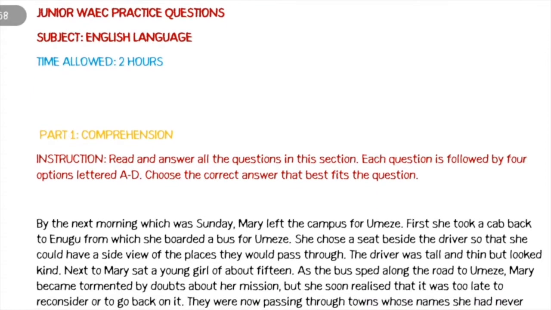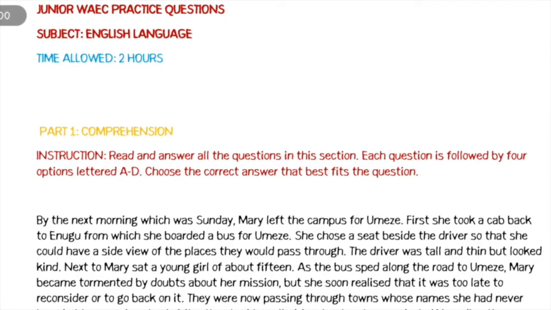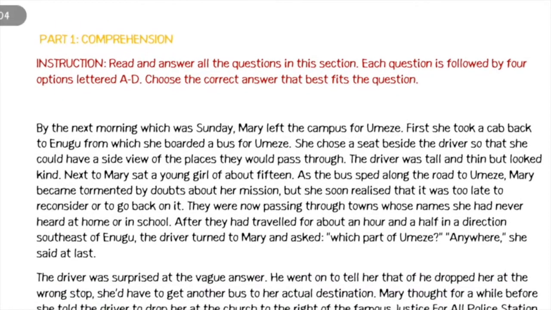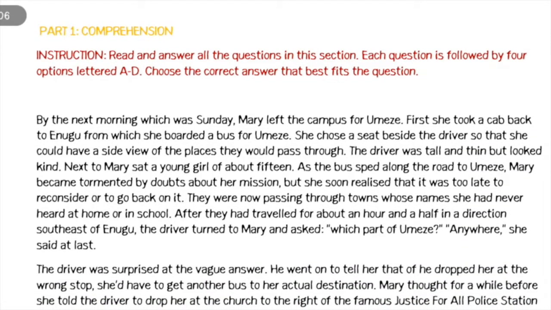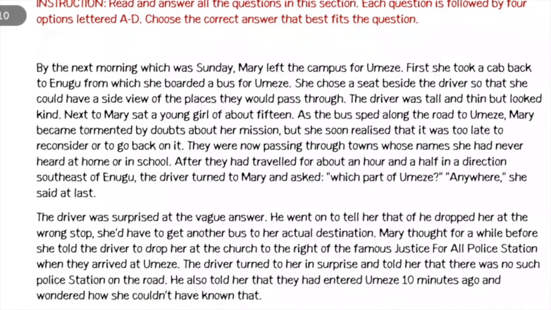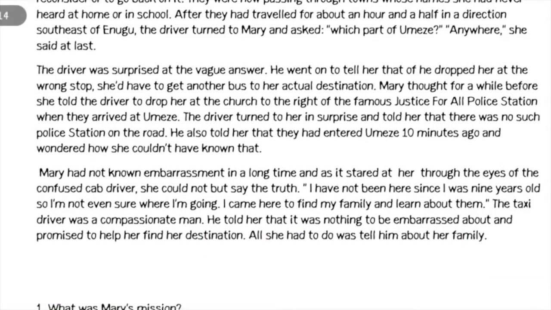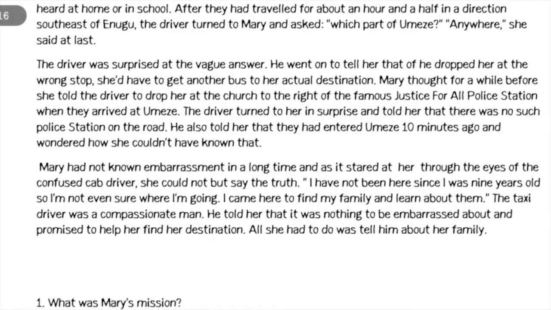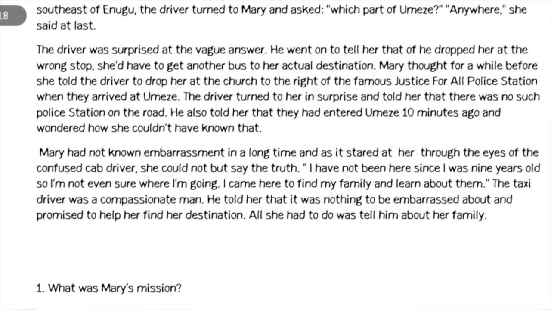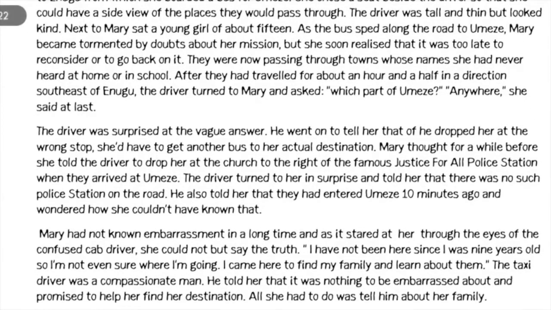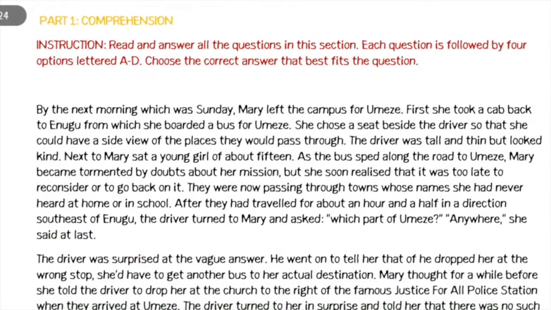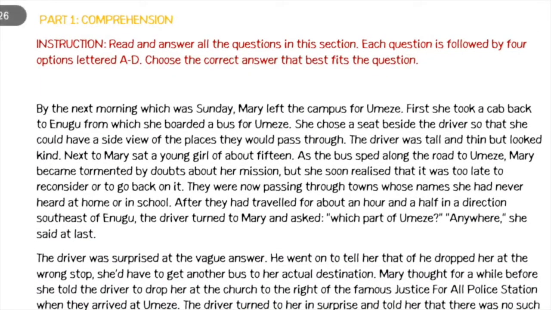Now you know the comprehension passage that comes first, so let's scan. I can already see from paragraph one that the story is about Mary who is traveling. I can see that there's a driver. I know that Mary is the main character. I can see where she's going. It is called Umezi, and now I'm going to skim. I'm going to try to pick out the main points.